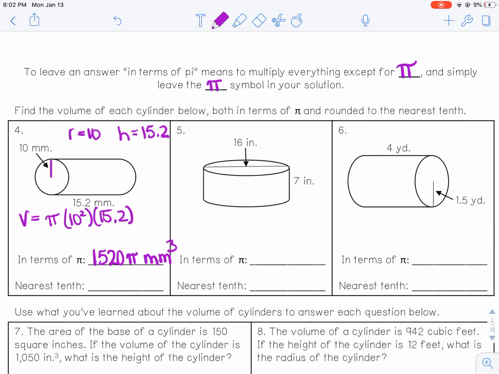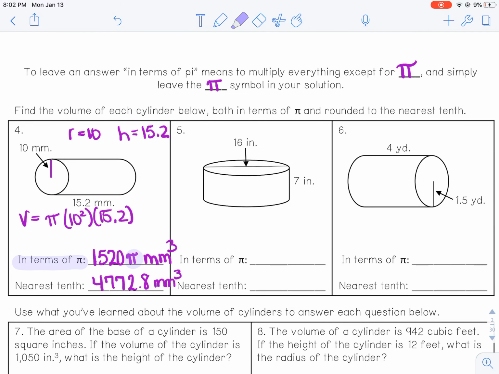It says for us to go ahead and finish calculating that out. So if I were to take that 1,520 and multiply it times 3.14, it's going to give me 4,772.8 millimeters to the third power. On your homework today, it's going to ask you just to leave the answer in terms of pi. I think it's 2 questions that ask you to do that. If that pi symbol is not there, your answer is incorrect. So make sure that if it says to leave it in terms of pi, that you leave the pi there.